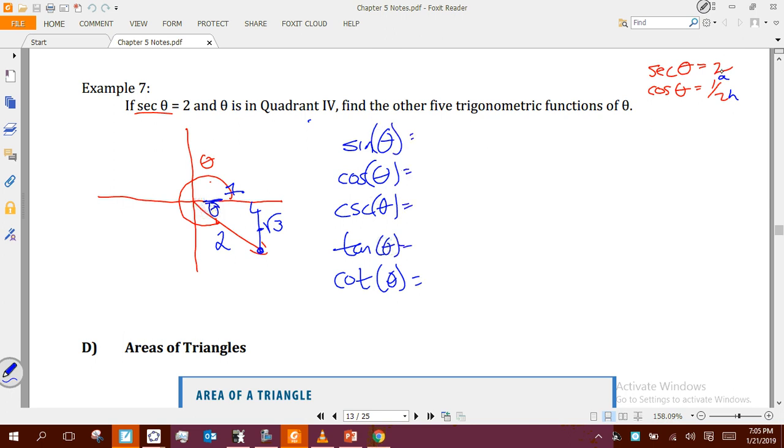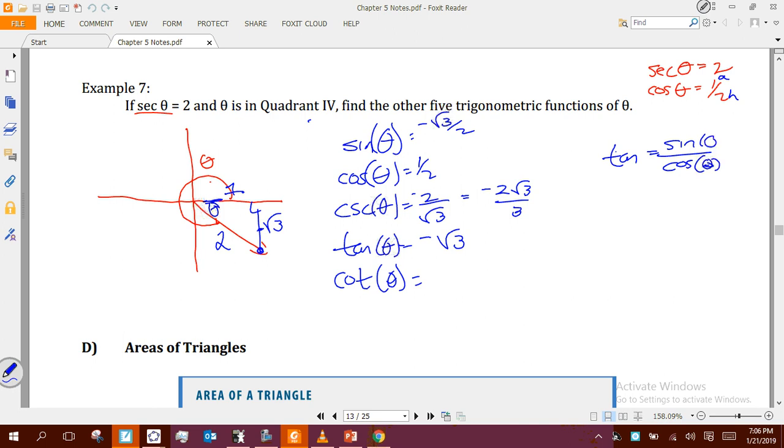All right, so the easy one, we already knew secant was 2, so cosine had to be 1/2. Now, sine would be opposite over hypotenuse, so that's going to be negative radical 3 over 2. Now, sine and cosecant are reciprocals, so it's going to be negative 2 over radical 3. If I rationalize that, negative 2 radical 3 over 3, and that's what we like to do. We like to rationalize these. Tangent, you can do tangent one of two ways. You can look at the picture and say, oh, it's opposite over adjacent, so it's negative radical 3. Or you can use the identity and say tangent is the same thing as sine over cosine.